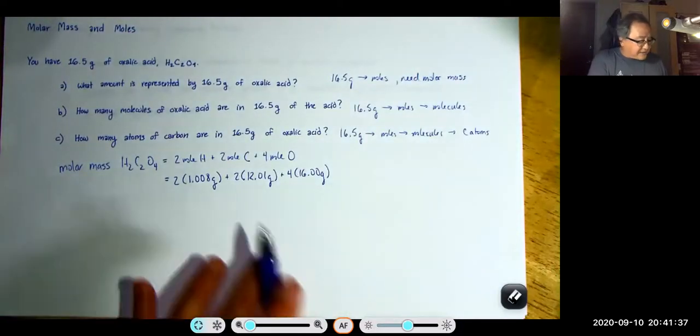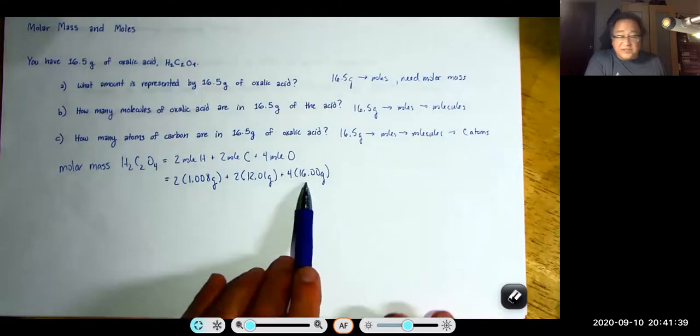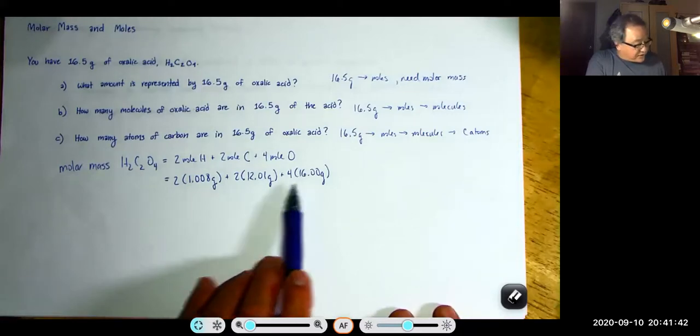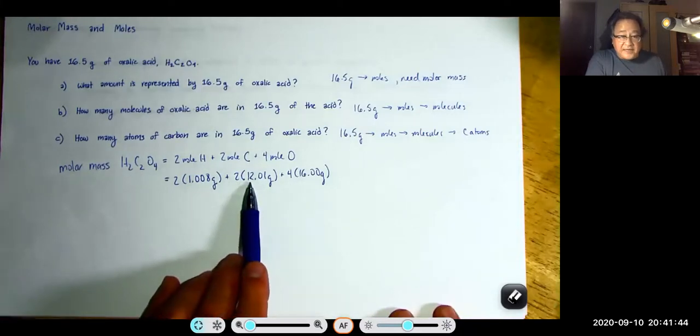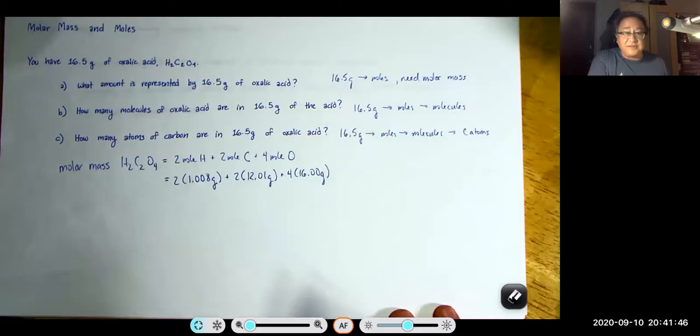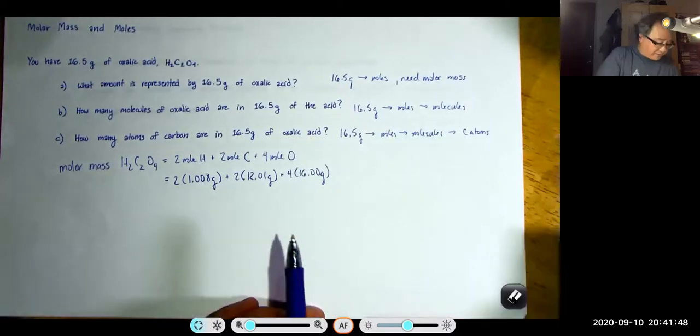Now, if I want to estimate this, 4 times 16 is roughly 64. 64 plus 24 is 88. 88 plus 2 gives me 90. So I should get around 90 for my answer.